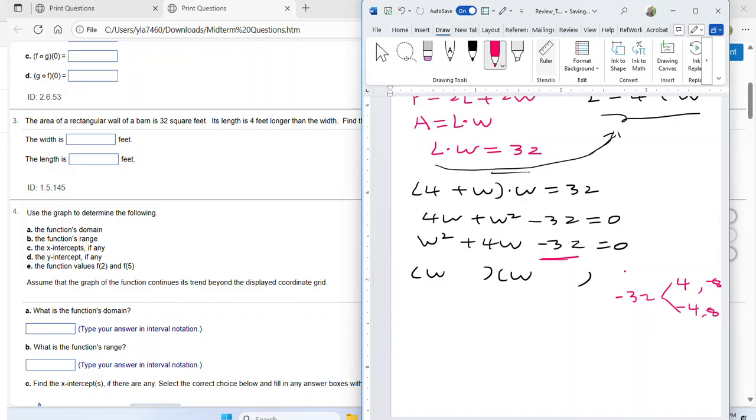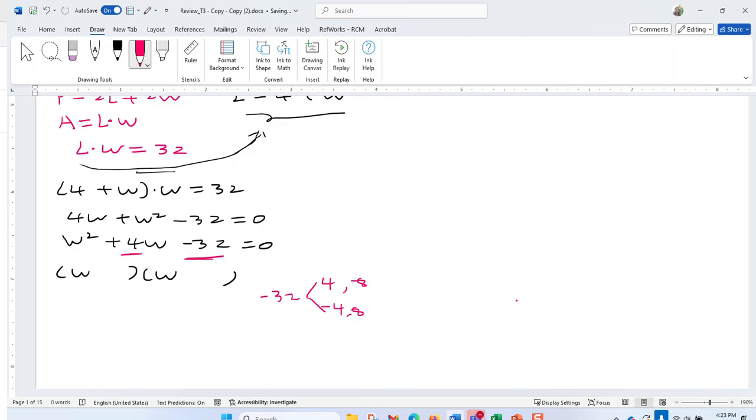All right, my middle term here is positive, right? My middle here is positive 4. So if I add these two together, I will get a negative 4. If I add these two together, I will get a positive 4, right? My middle one is positive, so I need to choose this combination, all right? So this combination will be W minus 4 and W plus 8, and then this equal to 0. Okay, and then you set each factor equal to 0, right? And then solve this one.